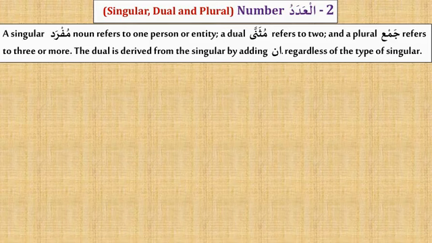The dual is derived from the singular by adding alif and noun regardless of the type of singular. Alif and noun by adding after singular word.